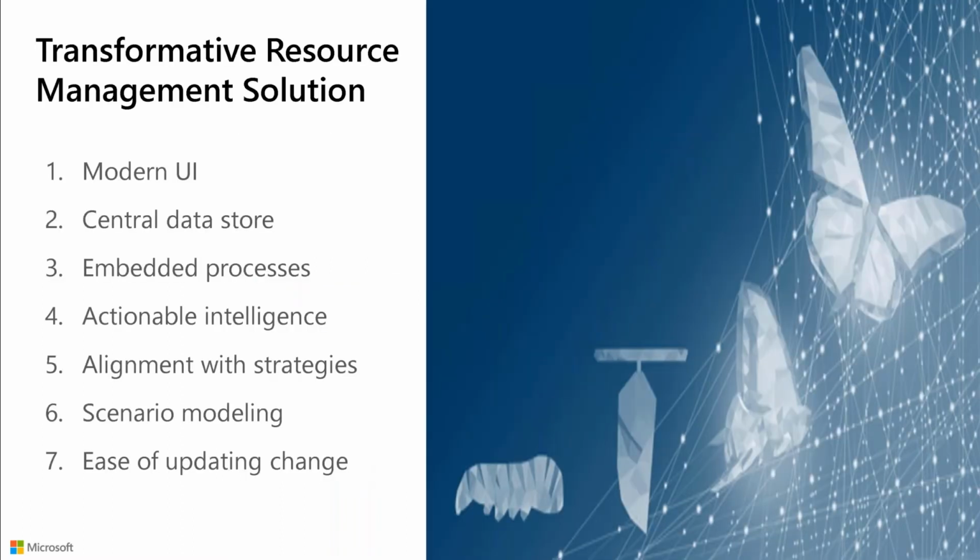So, to jump to our presentation, a demonstration of OnePlan, what are we looking at? Well, we really need to move to a transformative resource management solution approach. And really what that means is that you need to have a modern UI, a centralized data store of all resource attributes, capacity, and work that's been assigned, a process that you can follow within the solution, actionable intelligence and reporting that gives you insights into what's going on and what capacity is available and how you can use it. Number 5, alignment with strategies.